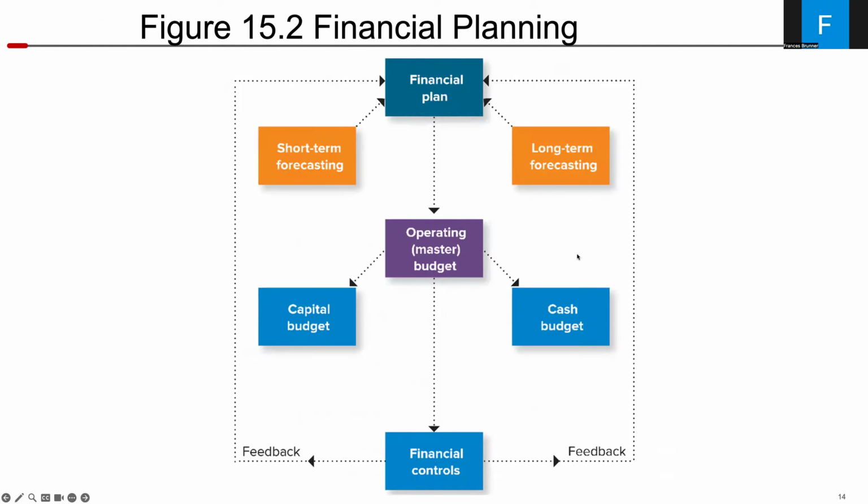Okay. Figure 15.2 shows financial planning with the financial plan being the start. This comes from the C-suite of the company, the top leaders, and those that are able to make decisions about the direction that the organization is going. So the financial plan can create short-term forecasts and long-term forecasts. Using the plan, we can create a master operating budget. The master puts numbers to the plan. It turns the plan into a detailed financial roadmap for resource allocation.